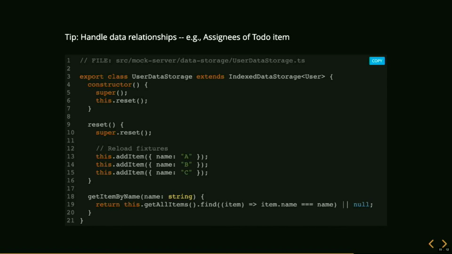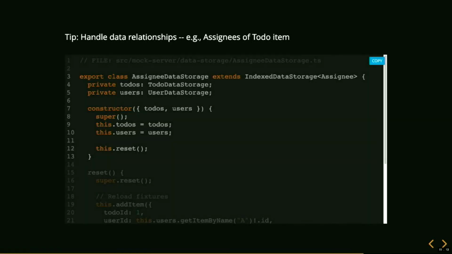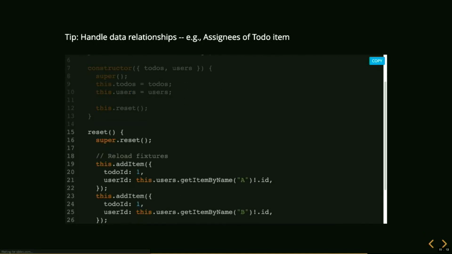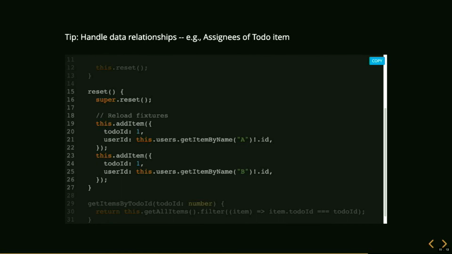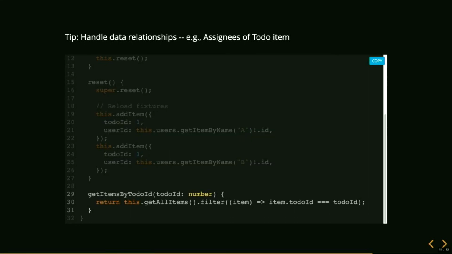We could firstly create a user data storage with a fixtured user data, and then we could create an assignee data storage to store the relations between to-do and user. Here, we could follow the dependency injection pattern to pass a to-do data storage and user data storage into the constructor of this relation data storage. Then, we can add some fixture relations, normal and simple. We can also add some additional methods if we want.